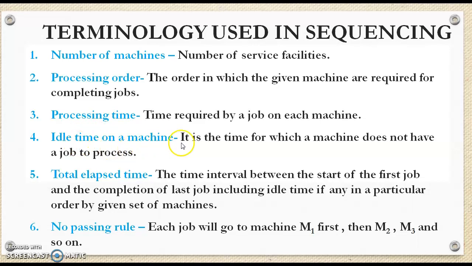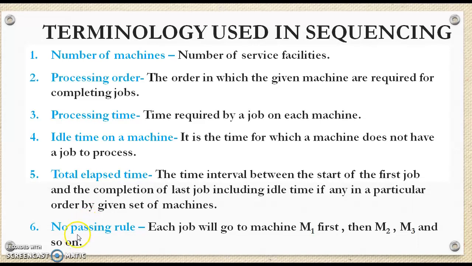Then idle time on a machine. This is the time for which a machine does not have a job to process. We can say this is the waiting time of machines. The next one is the total elapsed time. This is the time interval between the start of the first job and the completion of the last job, including idle time, if any, in a particular order by a given set of machines. This time is important to us, and we are interested in calculating the total elapsed time and idle time on each machine. This is the complete time required for completing all the jobs.